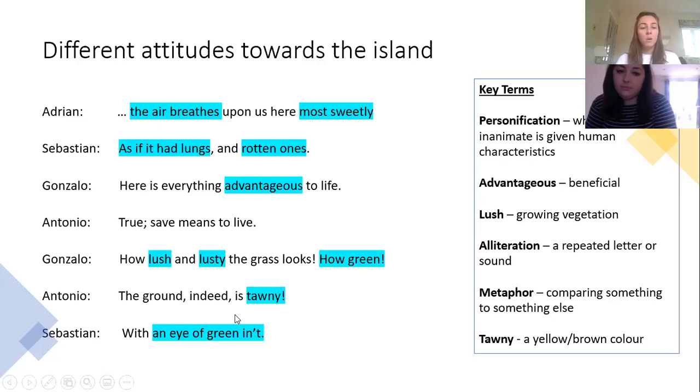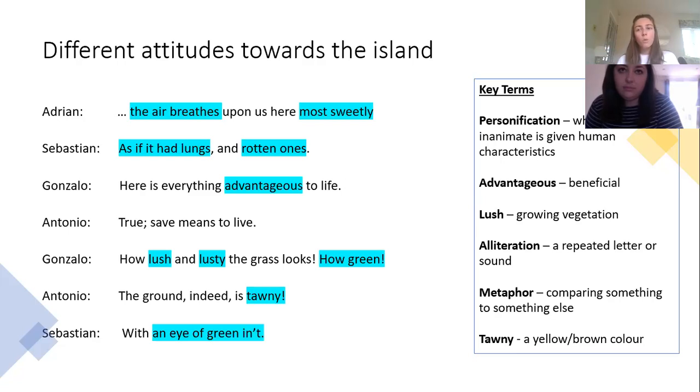Gonzalo here also says how lush and lusty the grass looks. So the word lush is referring to growing vegetation, as though the island offers lots of resources and it's very plentiful for the characters. It's not something that withdraws life. It's actually bringing life again, which links with what I've already spoken about at the beginning. And we have that colour imagery and alliteration here to really emphasise that point, I feel.